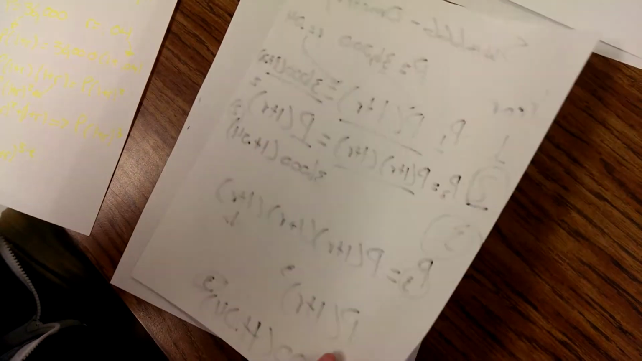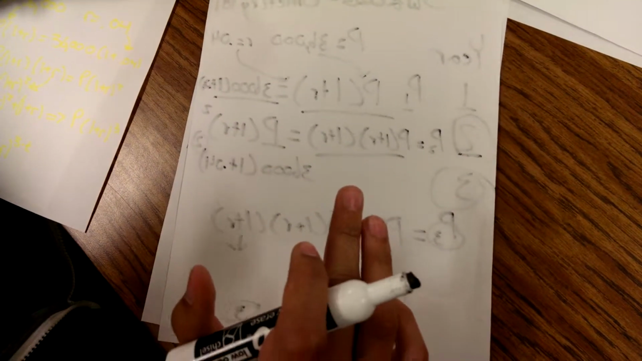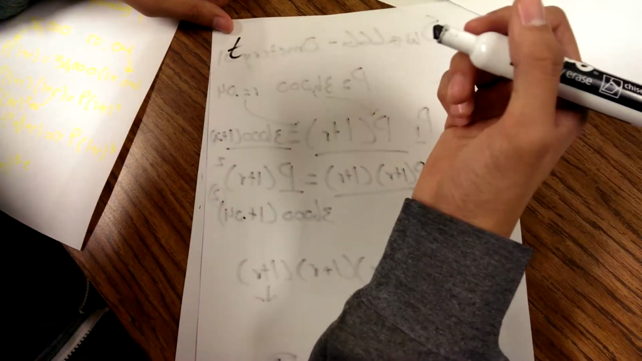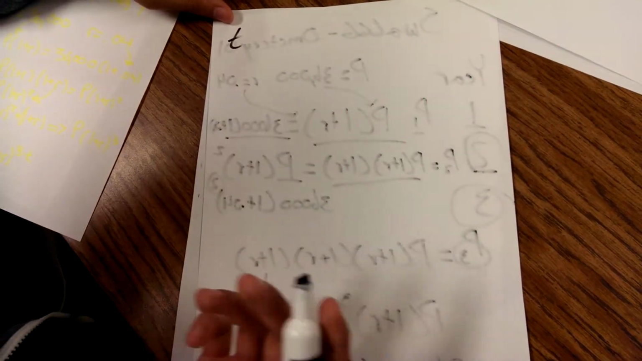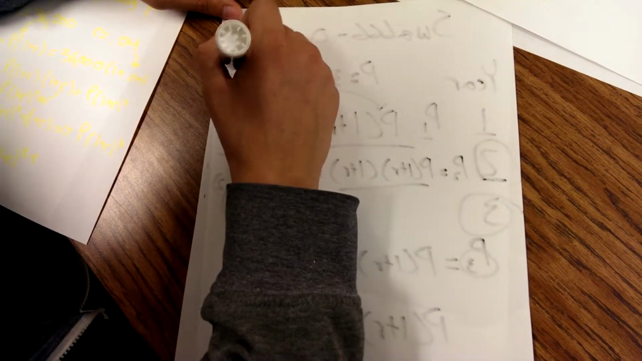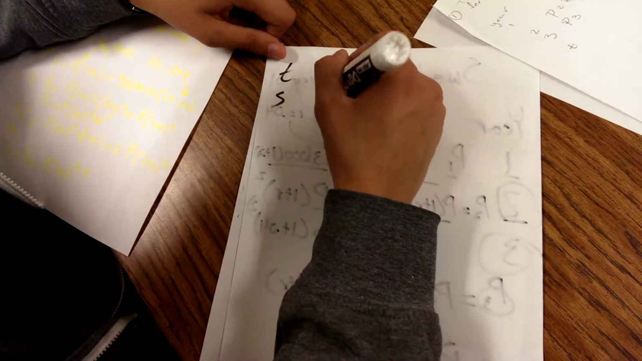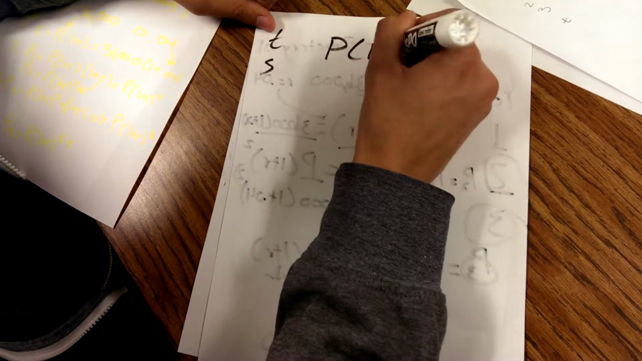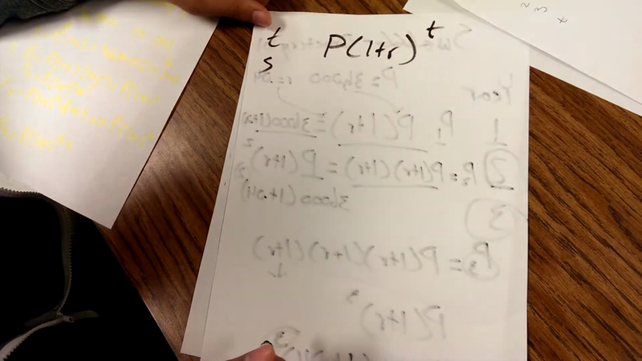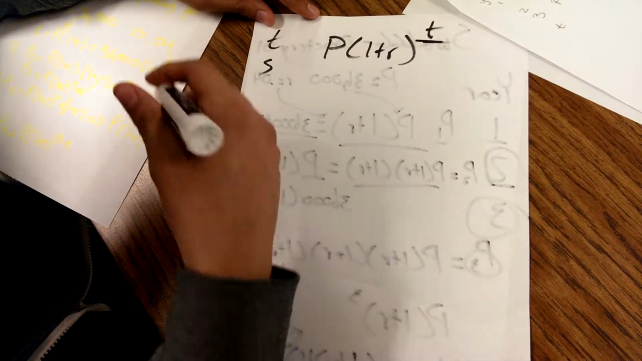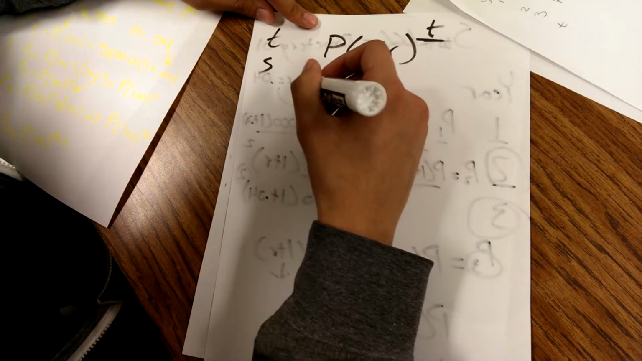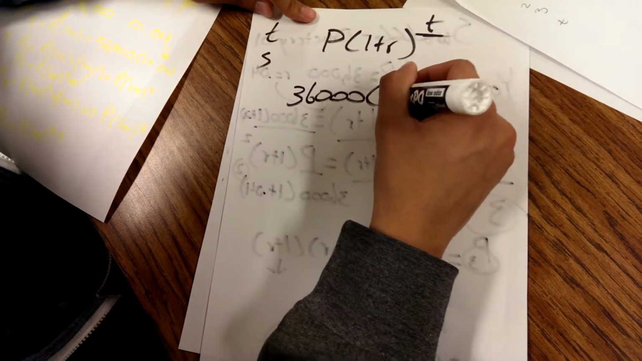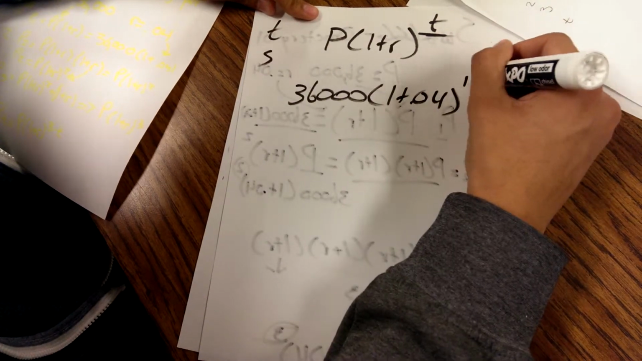Now, if you want to get any time, just use T. T is the number of years that you want to compound. So if you want to compound 5 years, you plug in 5 for T. So your formula ends up looking like this: P times 1 plus R to the T. You can plug in any number for T. So if you want to know after 100 years, 36,000 times 1 plus 0.04 to the 100.